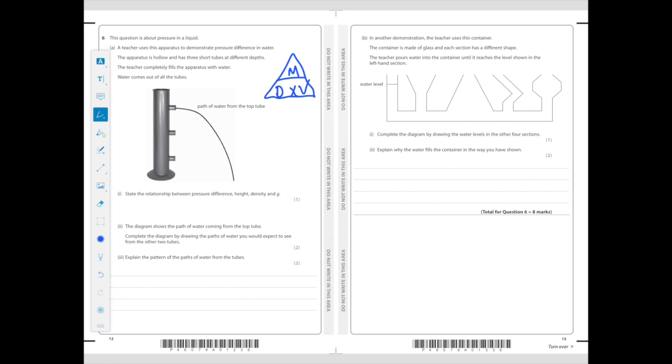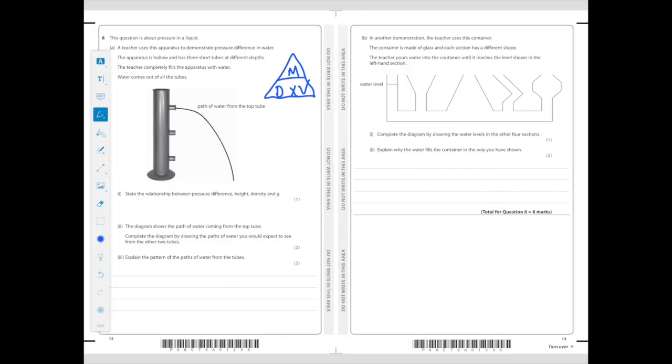The teacher uses this apparatus to demonstrate pressure difference in water. The apparatus is hollow and has 3 short tubes at different depths. The teacher completely fills the apparatus with water and water comes out of all the tubes. So look, path of the water from the top of the tube. State the relationship between pressure difference, height, density and g.